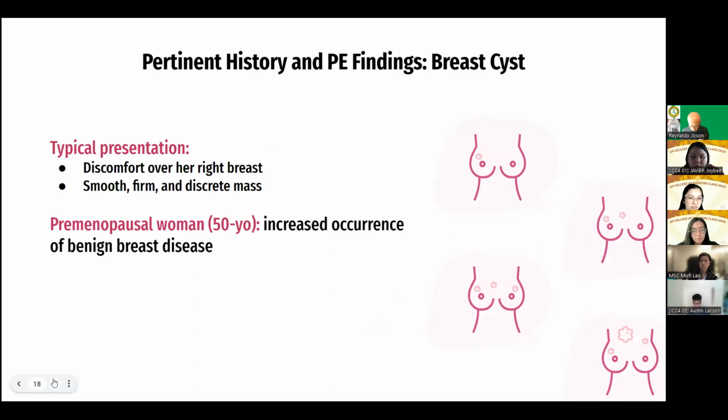For the pattern naman, the patient presented with discomfort over her right breast and a smooth, firm, and discrete mass, which are typical presentations of your breast cyst. However, the mass of the patient was noted to be non-tender and had an indistinct border also, which are usually not the case pag breast cyst yung diagnosis natin. And then again, as mentioned, the patient is possibly in her premenopausal or perimenopausal stage, so we would expect then increased occurrence of benign breast disease such as your breast mass.